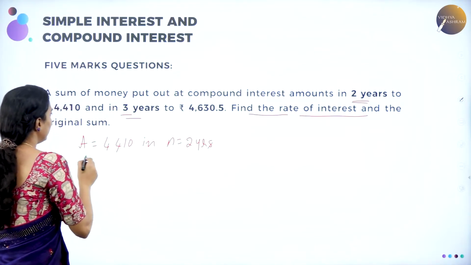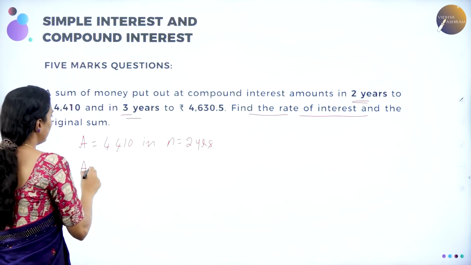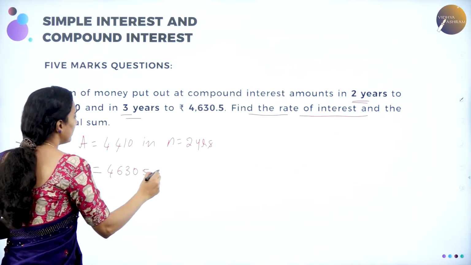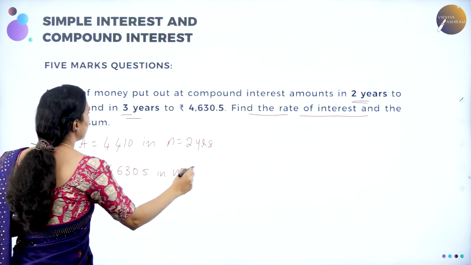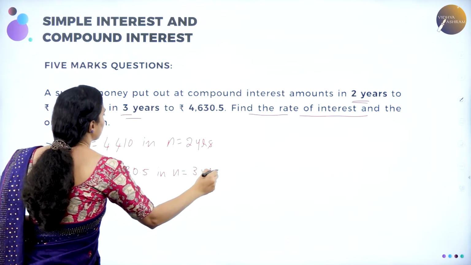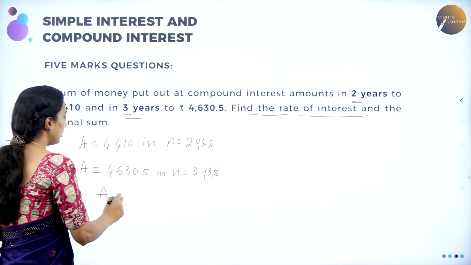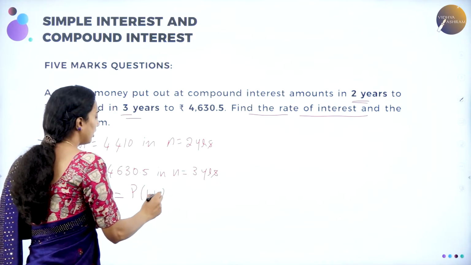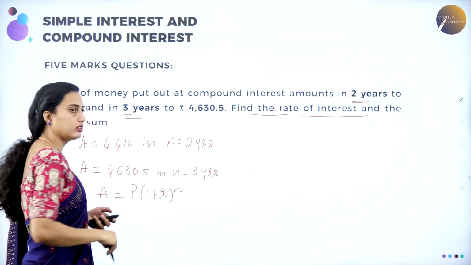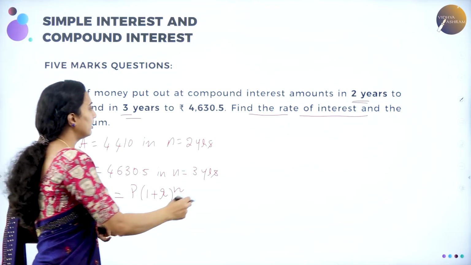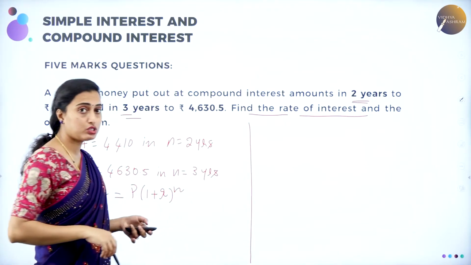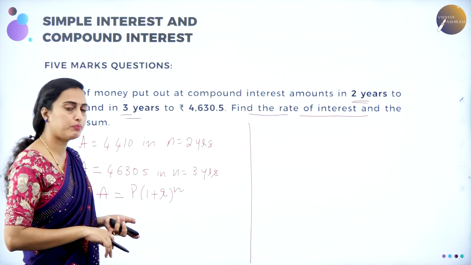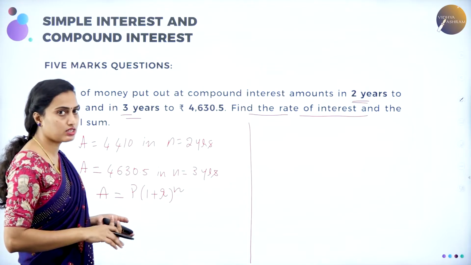And then you are going to have the amount A equal to 4,630.5 and N equal to 3 years. So same formula, A is equal to P into 1 plus R whole to the power of N. Now you are going to substitute in the equation. You are going to solve until here. I am going to solve the question. Find the rate of interest as well as the principal amount, the original sum they have asked.